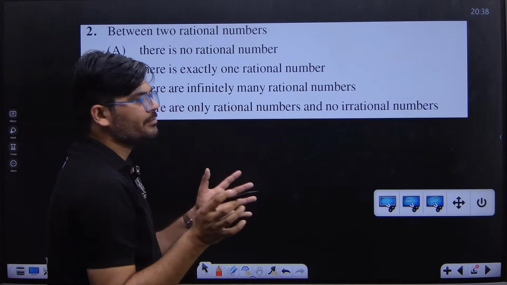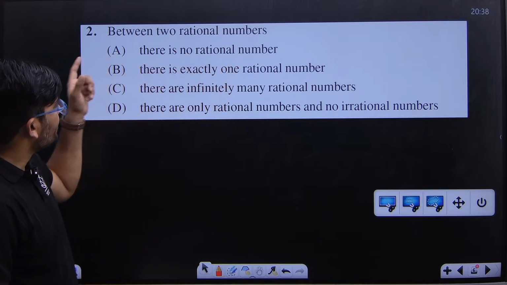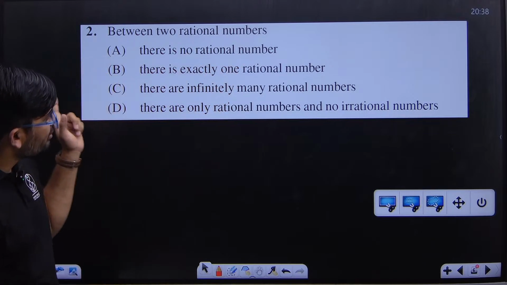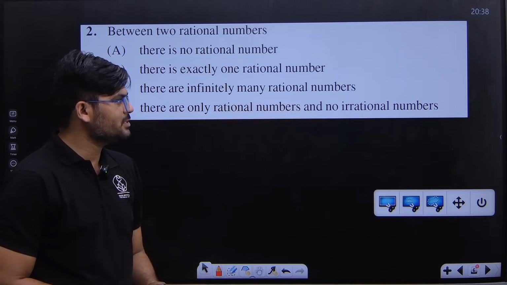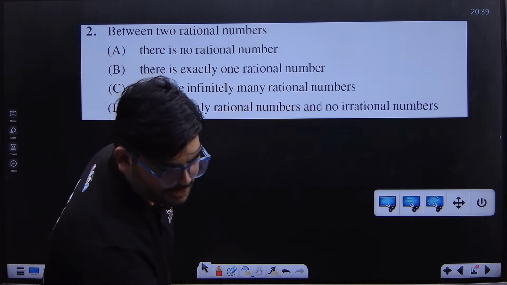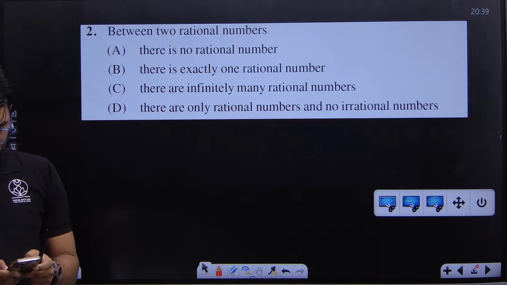Between two rational numbers, just think any two rational numbers. There is no rational number, there is exactly one rational number, there are infinitely many rational numbers, there are infinitely many rational numbers and no irrational numbers. Which of the options is correct? They're saying between any two rational numbers.